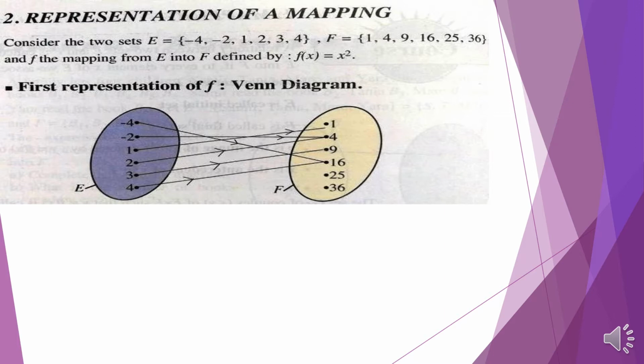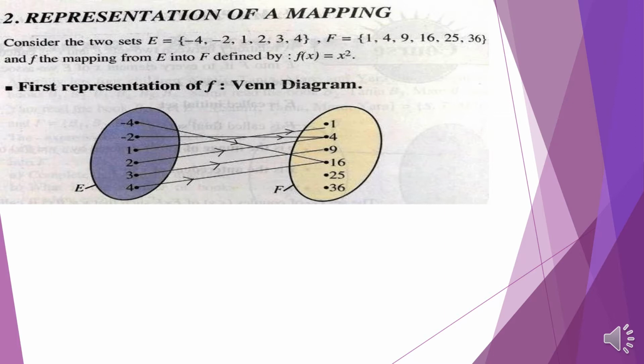Representation of a mapping. Consider the two sets E and F. F is a mapping from E into F by what? By f of x equals x squared.